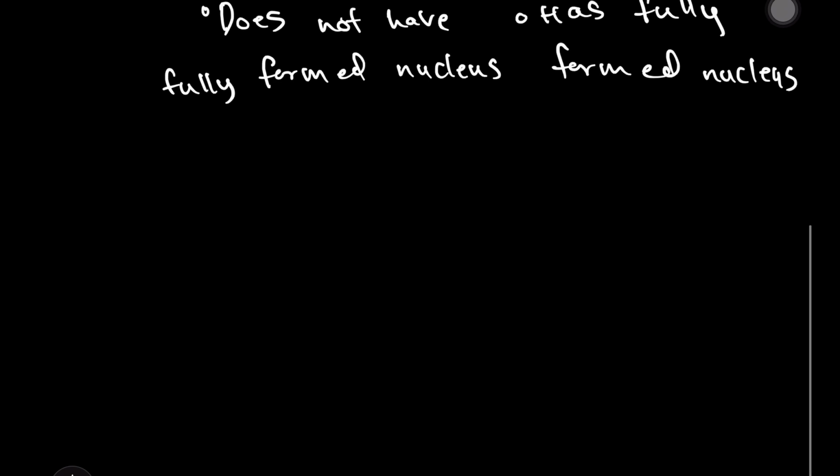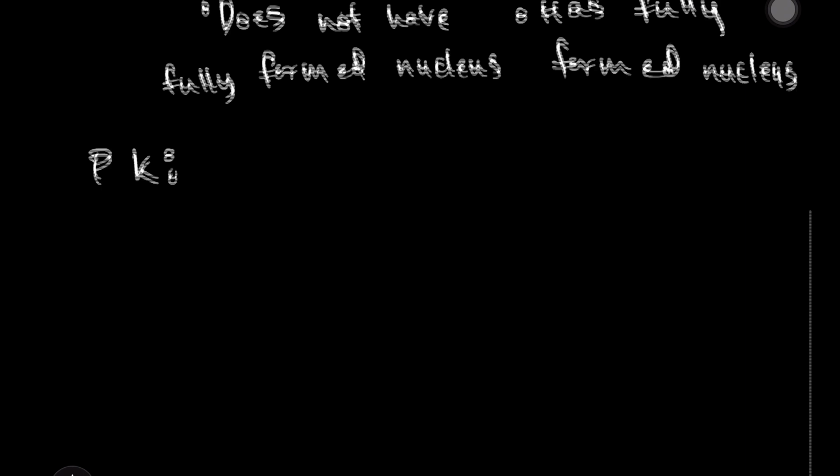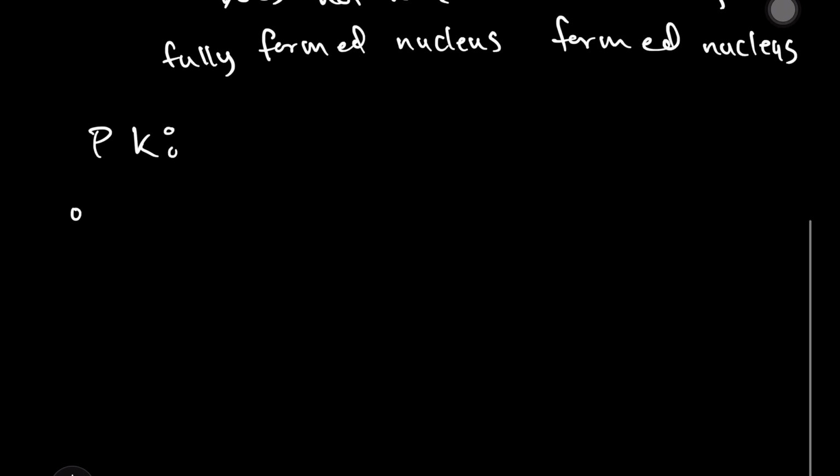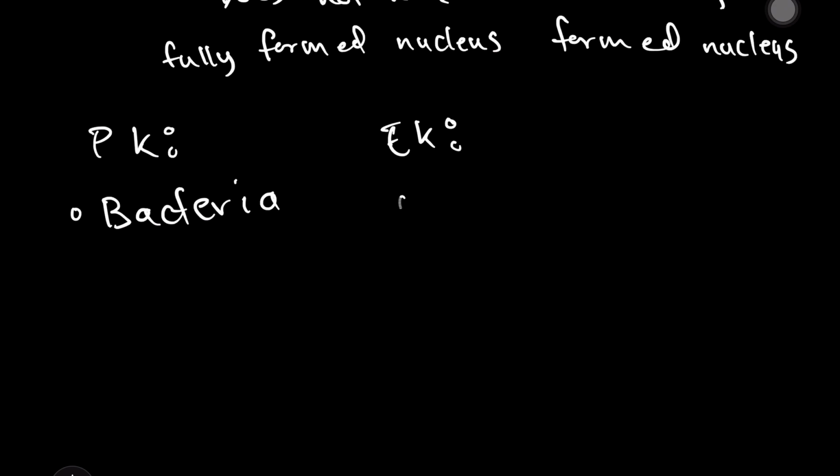So, an example of a prokaryotic cell, I'll just abbreviate it like that, could be bacteria. But eukaryotic cells actually include human cells or amoeba.